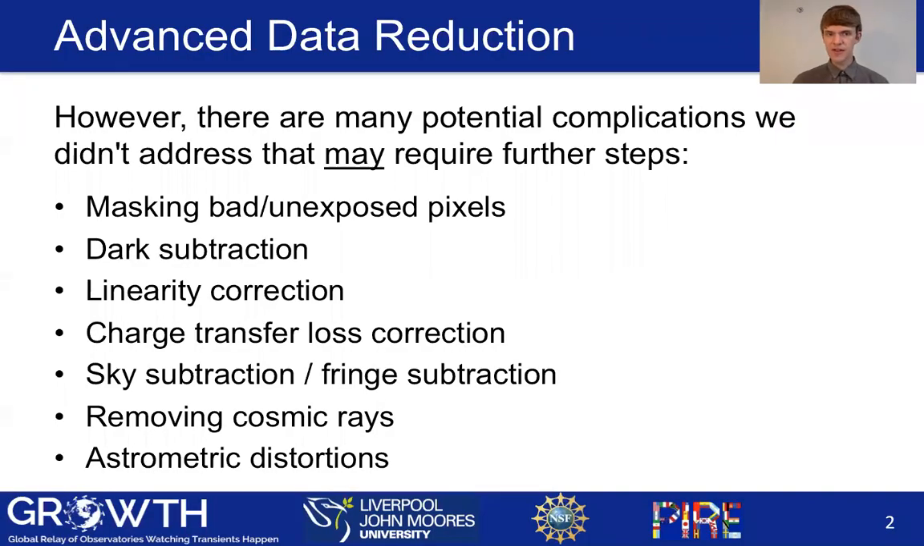At the end of the previous lecture, I showed this slide mentioning a range of additional techniques or steps that may be needed for certain types of observations. Masking bad pixels, dark subtraction, linearity correction, charge transfer correction, sky and fringe subtraction, dealing with cosmic rays, and solving for astrometric distortions. I will briefly go through all of these in this supplementary lecture, although I won't describe any of them in great detail.